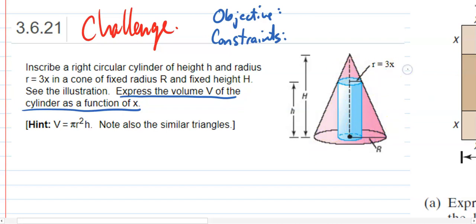Let's see if we can build that function. So I would say that our objective is to find the volume of the cylinder, and part of the method to find the volume of a cylinder is the radius of the cylinder to calculate the area of that circular face times the height of that cylinder. And so that radius is constrained or limited by a couple things. Number one, we have the radius of the cylinder is equal to 3 times x. That's kind of interesting. But secondly, this cylinder has to fit inside of the cone.